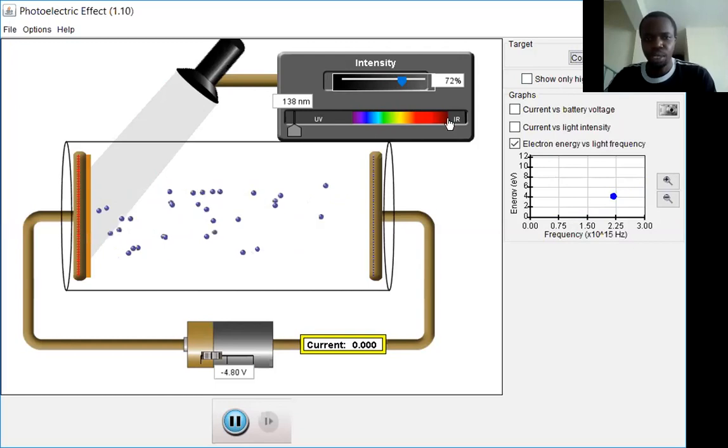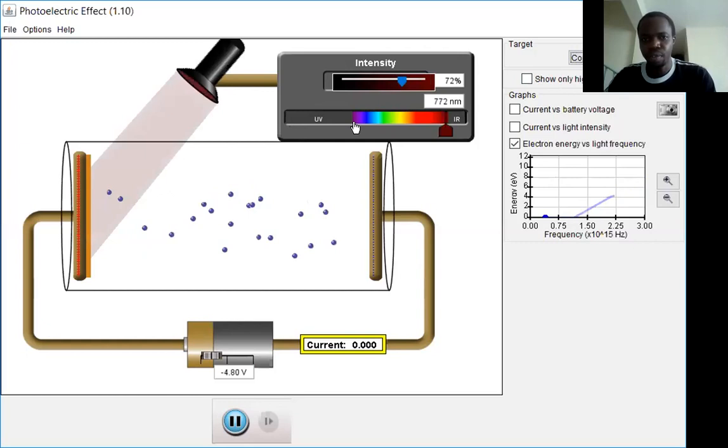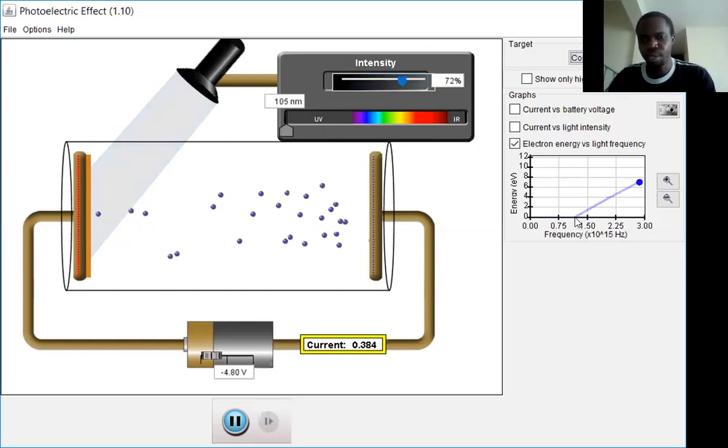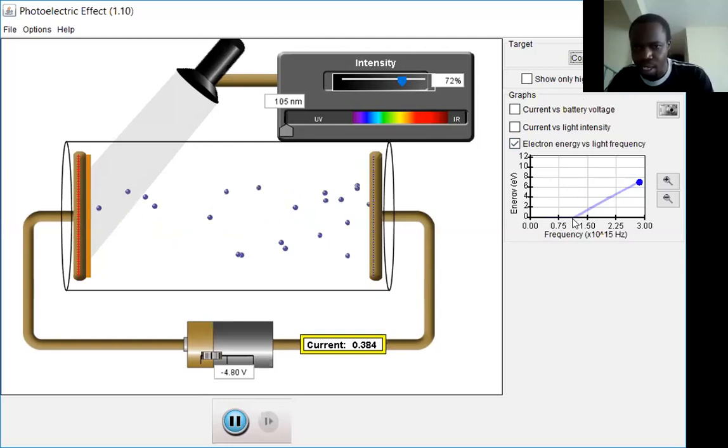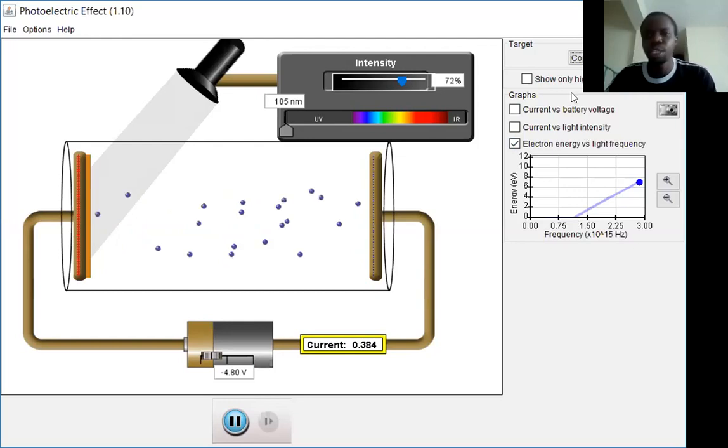So when we deal with copper, look at the kind of curve as we vary the frequency. Somehow closer to that of our previous metal, that is zinc. Yes, closer to that. Its threshold frequency is almost close to that of zinc, but slightly higher. I think it's slightly higher based on what I'm observing here, because other factors have been held constant. Intensity is constant at 72%.